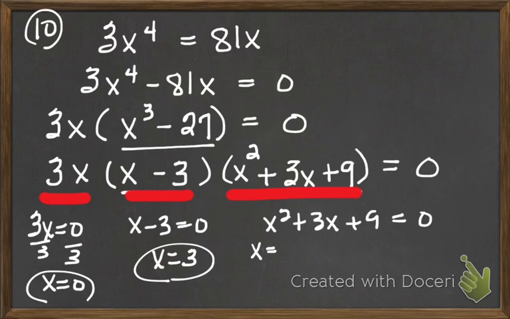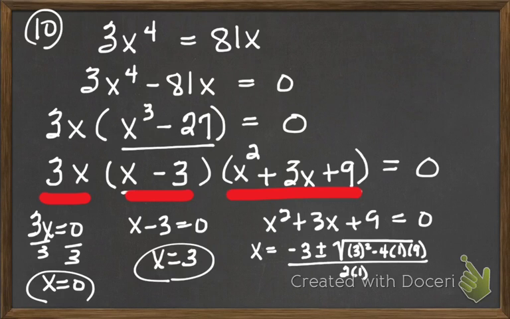It hurts. Sorry, guys. Sometimes my job is not fun, but I'm trying to prepare you for other math classes. So you have negative b, that's a negative 3, plus or minus, under your radical, you're going to have 3 squared minus 4 times 1 times 9, all over 2 times 1. So figure out what your discriminant's going to be and tell me what you get. Negative 27. Anybody disagree? Negative 3 plus or minus the square root of negative 27 over 2.